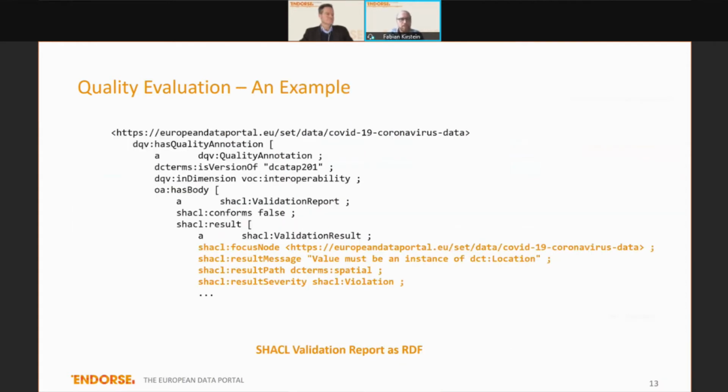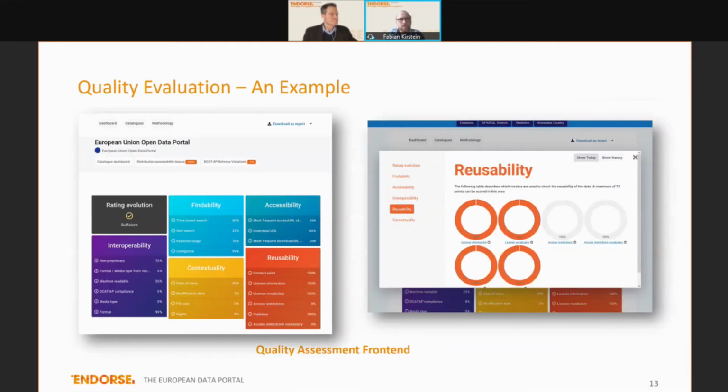An example here would be this. This is the same data set again, the coronavirus data set. And you see there's a SHACL violation, for example, here that the spatial information is not the correct class. And also this looks, for humans, like this.